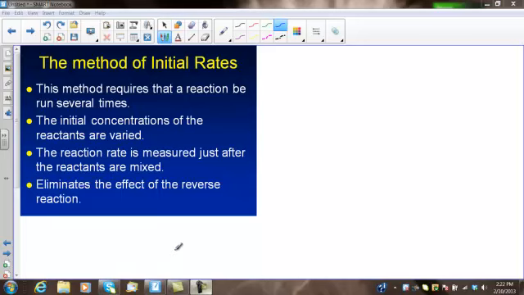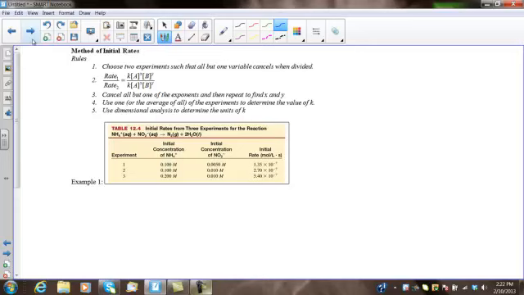So we're talking about rate laws, and we are going to move to the method of what's called initial rates. This method requires that a reaction be run several times, and the data from the different trials is then used to determine the reaction rate. We vary the initial concentrations, and then we measure the reaction rate just after the reactants are mixed. Therefore, it eliminates the effect of the reverse reaction coming into play with equilibrium, as you know, is Le Chatelier's principle. And we use the data to determine the rate constant.